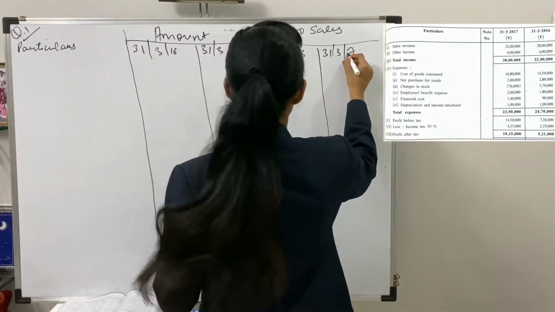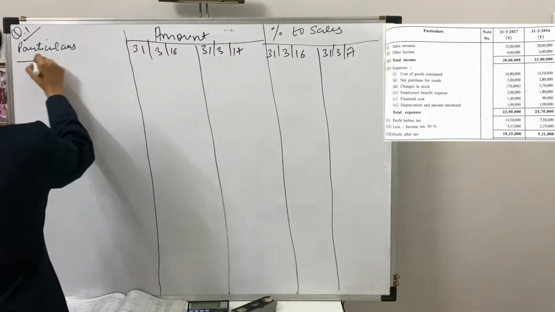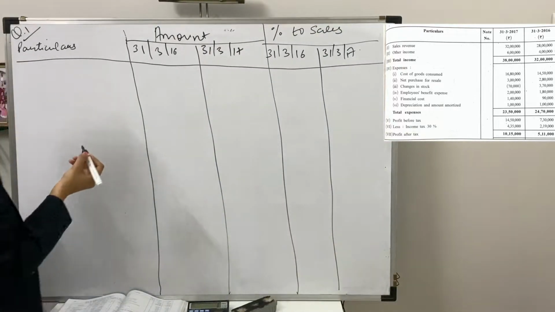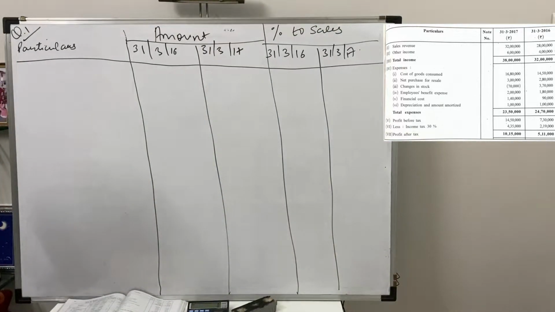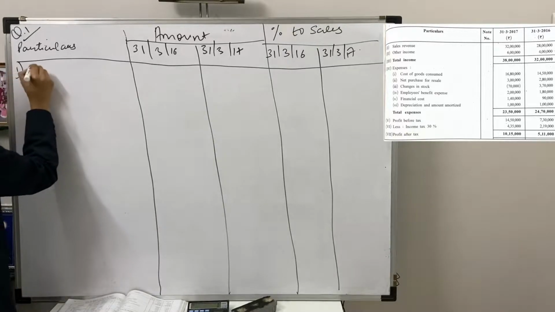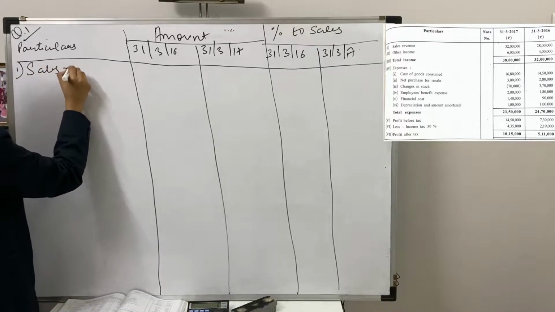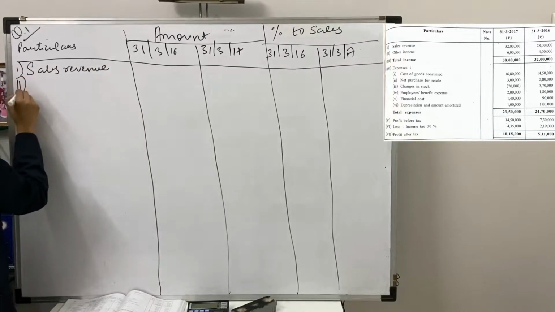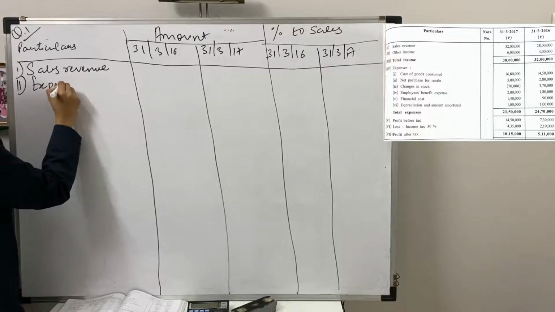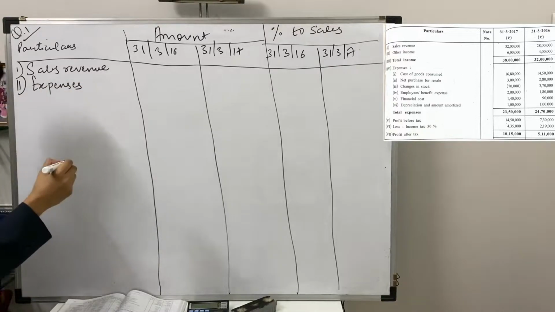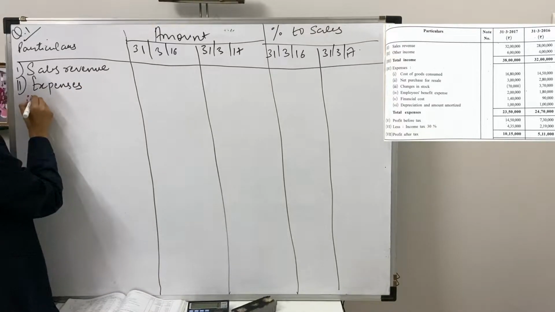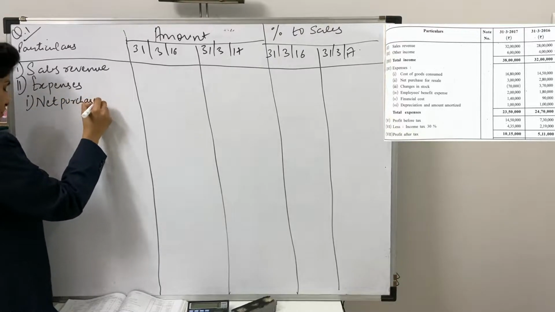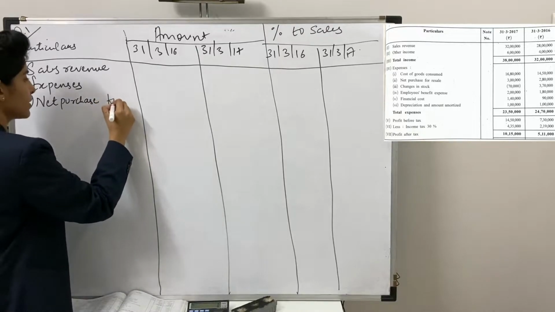Now, coming to the solution part. We are given sales revenue. Revenue from operations and sales revenue are the same thing. First is your sales revenue. First we'll write all the details given on your particulars side. Second is your expenses. In your expenses you are given net purchase for resale.